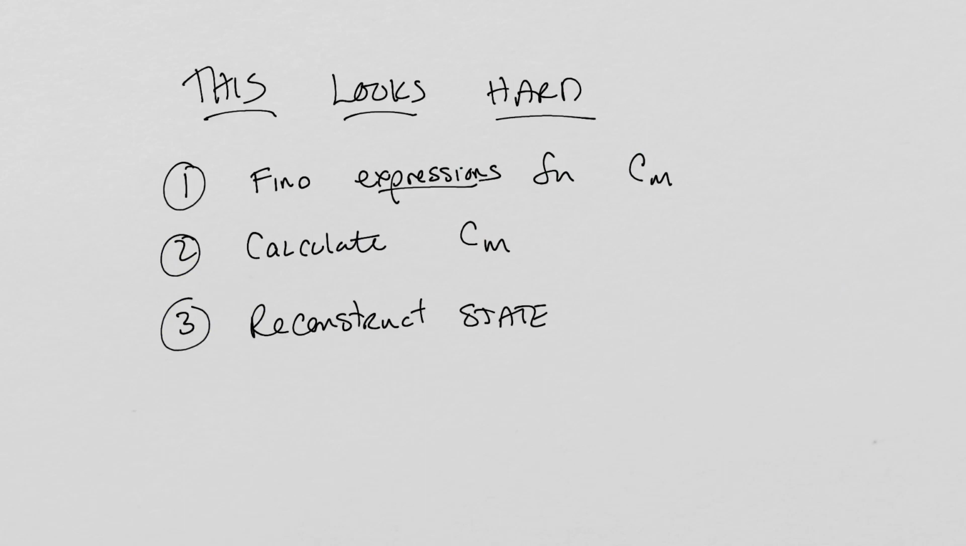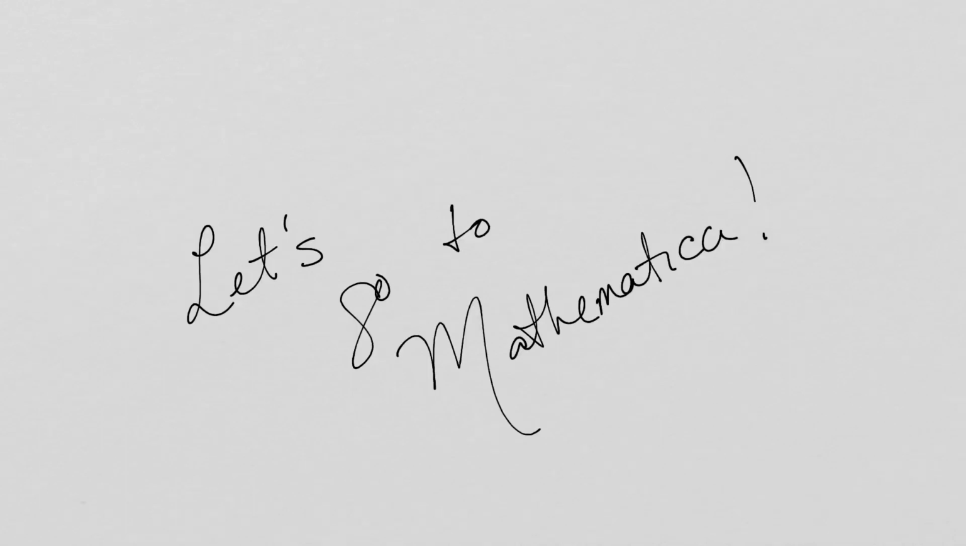Once you've defined the problem, the steps are always: find out what the c sub m are given the initial conditions. What is that expression going to look like? What integral do you have to do? Then calculate those c sub m's, then reconstruct the entire state. Okay? Let's make this just a little bit easier by looking at it in Mathematica.